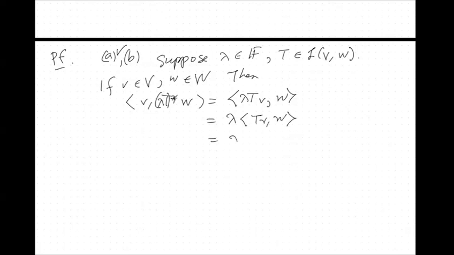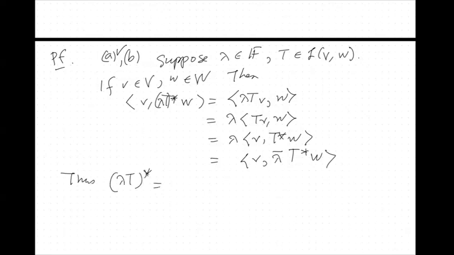But here we can put this lambda, and then here we get V, and then this is T star W by definition. And here we get V, and then if we put lambda inside, it becomes a conjugate, and then T star W, which gives us lambda T star is just lambda conjugate T star, as we have required for the second claim.